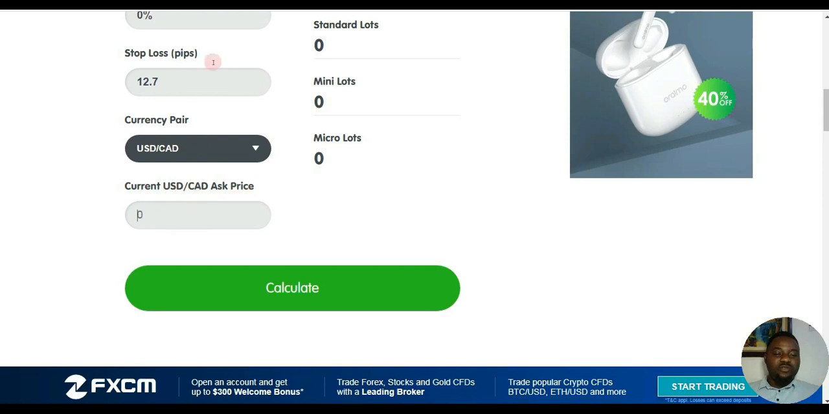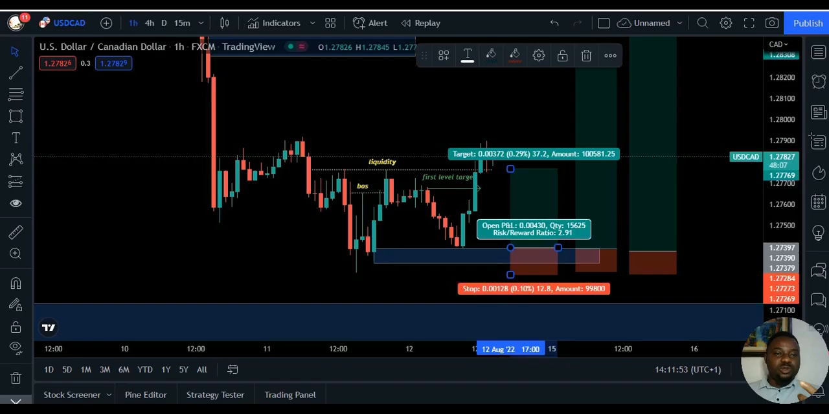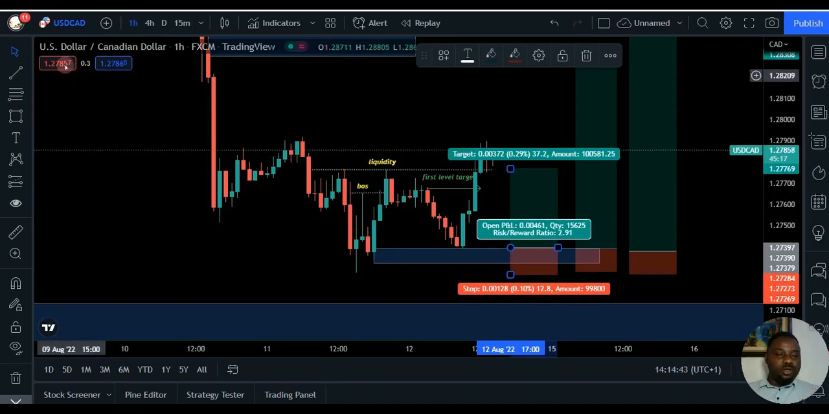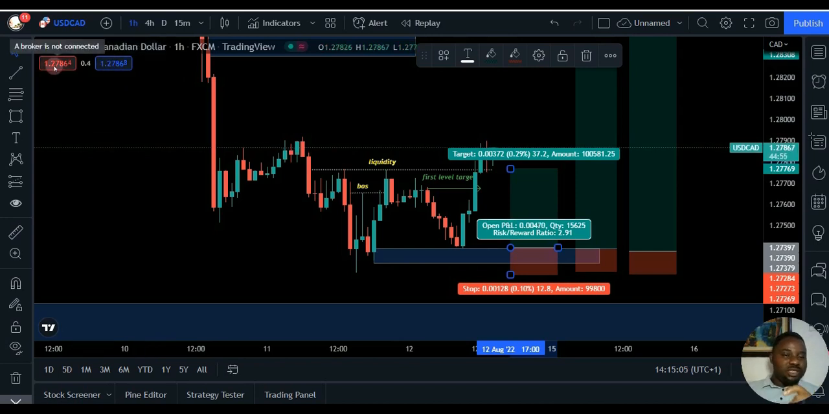Now, where do you find this? You go back to your TradingView or to your MT4. You see these two numbers, they're very important. If you don't know how to set this, you can request in the comment section for me to show how to ensure that your bid and ask price shows on your TradingView. Now, this is the bid price, this is the ask price.